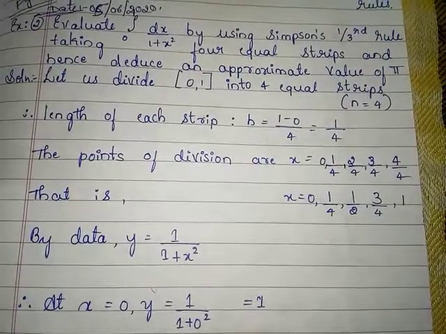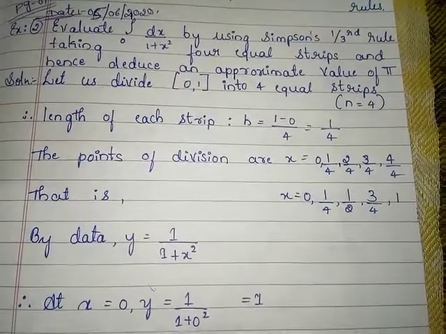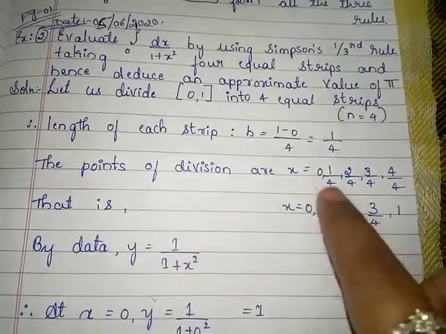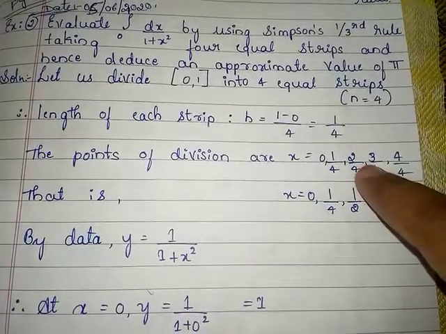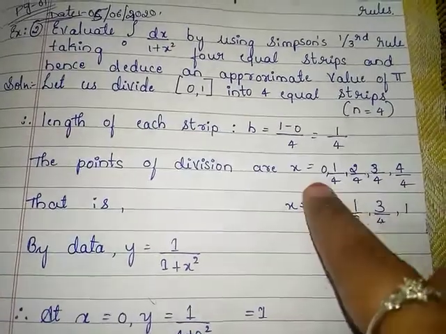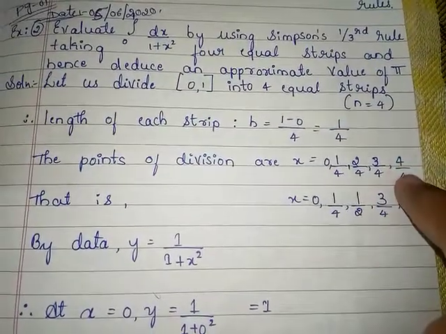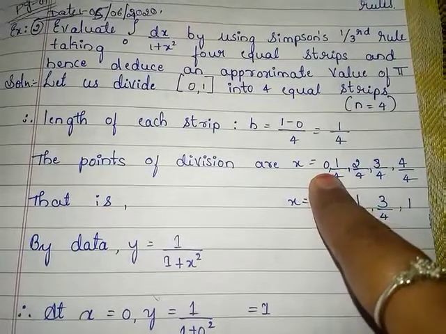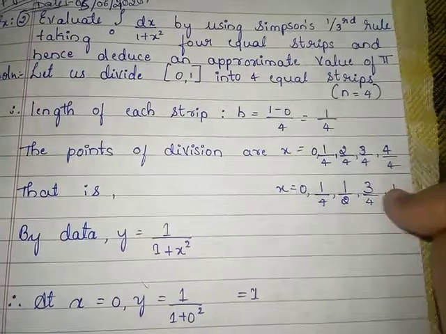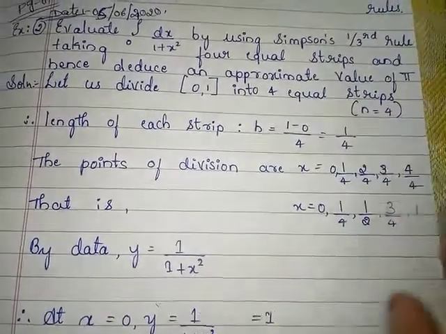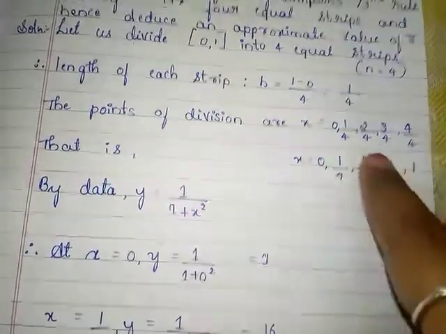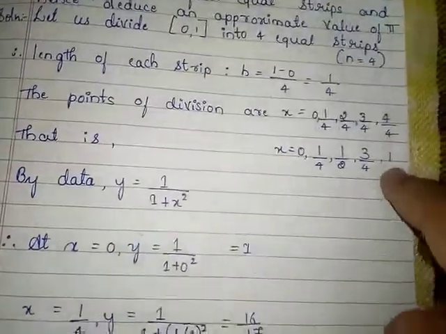Then the points of division, means the equal interval values, are 0, 1 by 4, and add this 1 by 4 to 1 by 4, we get 2 by 4, then add 1 by 4, 3 by 4, 4 by 4, that is 1. The initial value is a and the end value will be b, the value of b is 1, and 4 by 4 is 1. These are the values of x, that is x is equal to 0, 1 by 4, 1 by 2, 3 by 4 and 1.